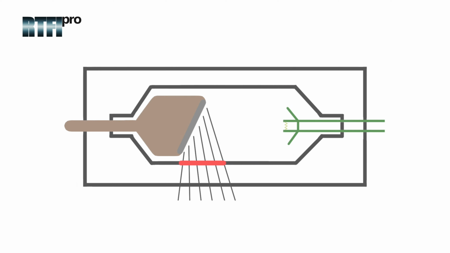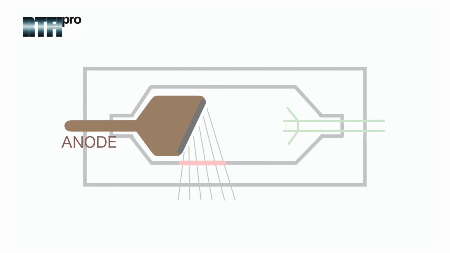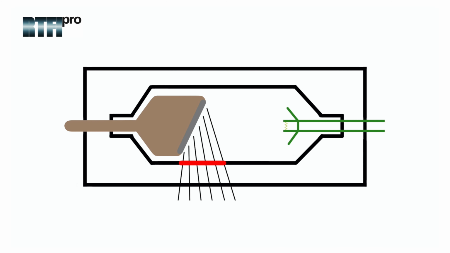So let's look at the X-ray tube main components. The tube has three primary parts, which are the cathode, the anode, and the tube housing. Let's now review these parts separately to provide a description on what the purpose and function are for these parts.